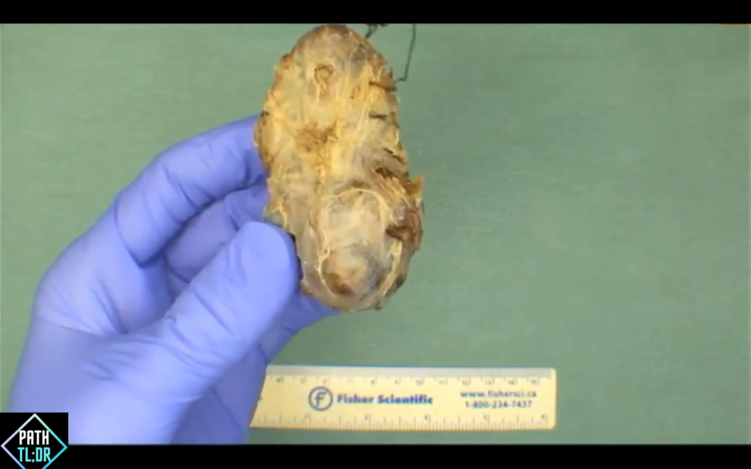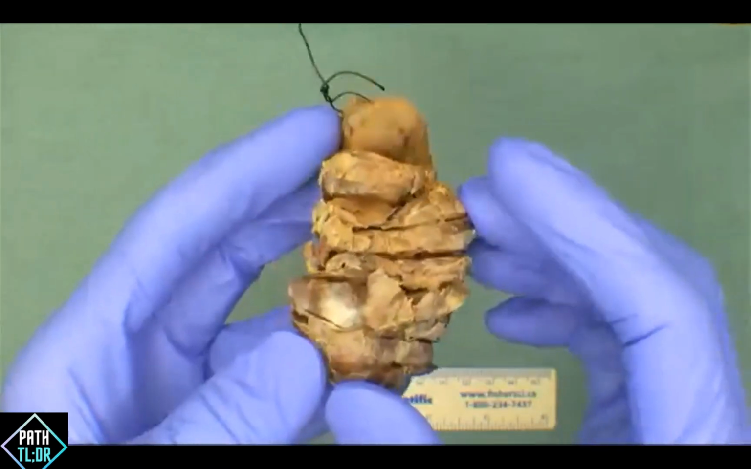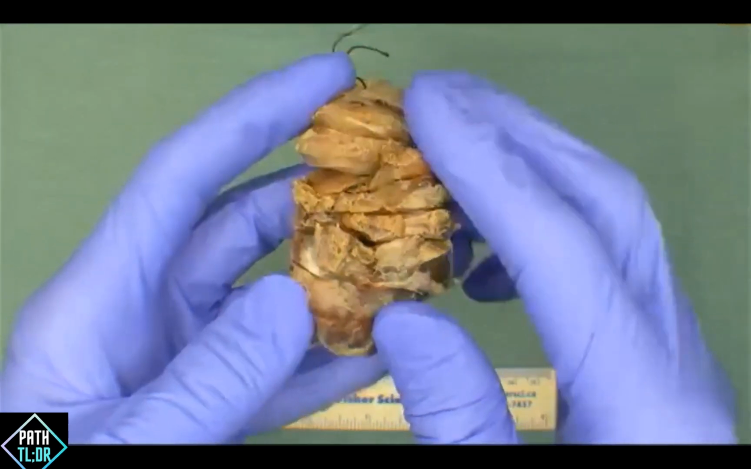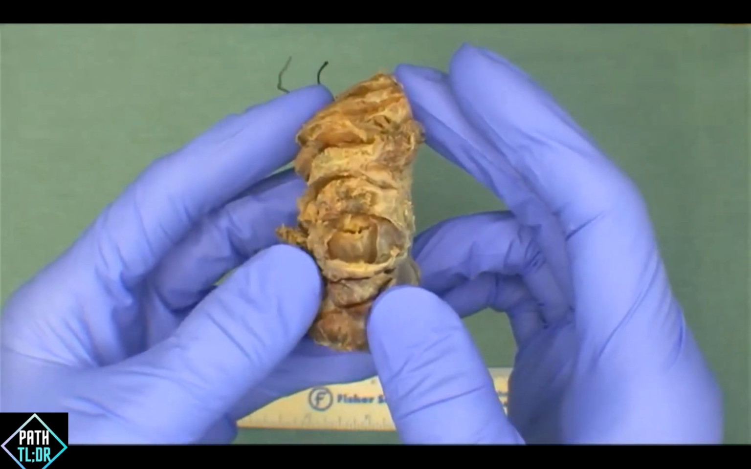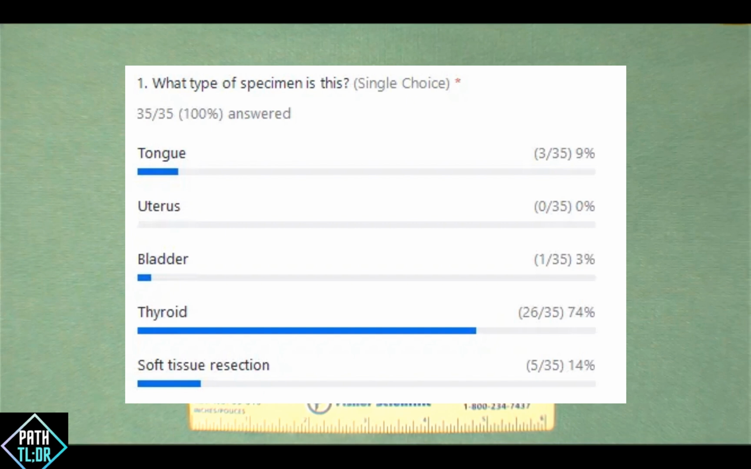Okay, so what type of specimen do you think this is? Feel free to answer as you wish. These questions are completely anonymous, so feel free just to select the answer that best reflects what we're seeing here on the screen. Okay, fantastic. So thank you very much. And it looks like the majority of respondents selected the most correct answer, that this is indeed a thyroid gland.